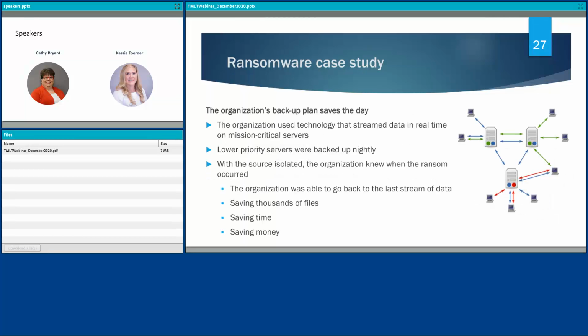In this particular case, this organization had a very sophisticated backup plan. They used a technology that streamed real-time data on its mission-critical servers to a contemporaneous backup. Lower priority servers were backed up only on a nightly basis. Once the source was isolated, the organization knew when the ransom occurred. They were able to go back to the last good stream data, and they literally saved thousands of files, time, and money by being able to go back and restore from their backup.